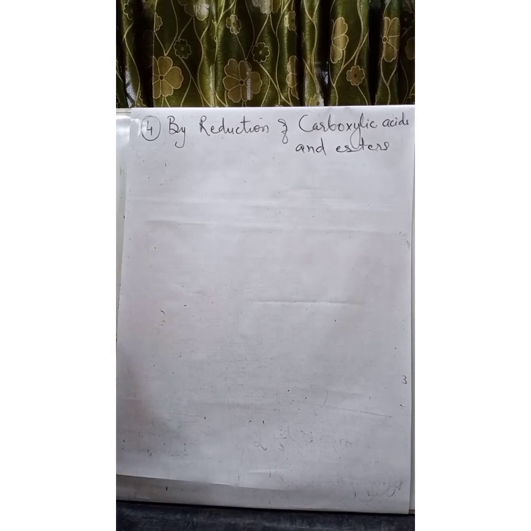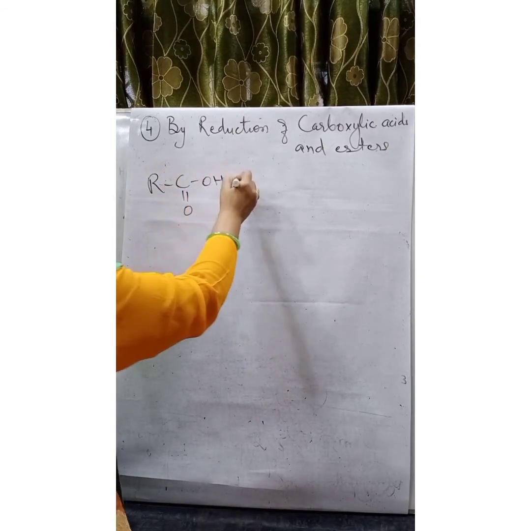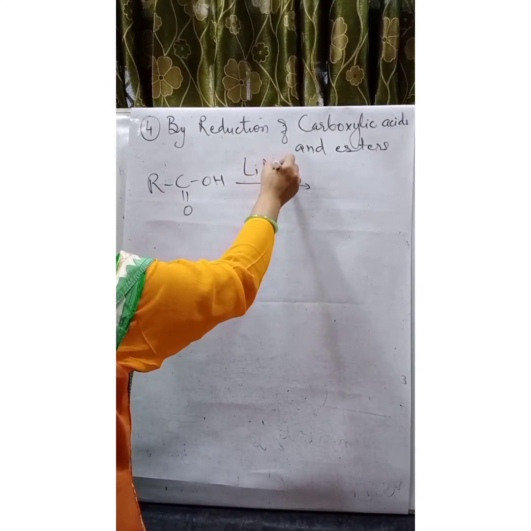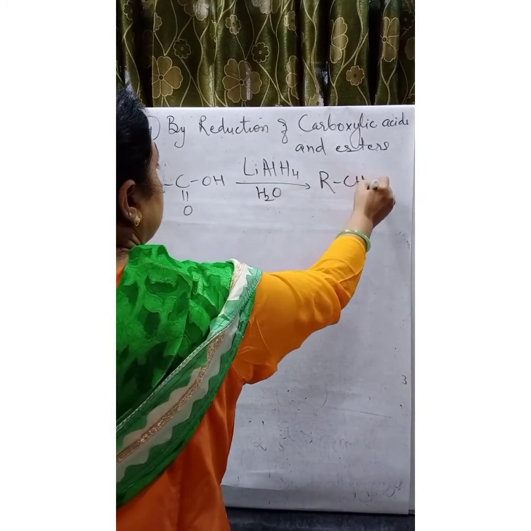The next method is by reduction of carboxylic acids and esters. So carboxylic acids, in presence of lithium aluminium hydride, which is the most expensive of the reducing agents so it is used selectively, and then water, get reduced to form an alcohol. In the same manner, esters also can be reduced to alcohols. Commercially, the carboxylic acids are reduced to alcohols by converting them into esters.